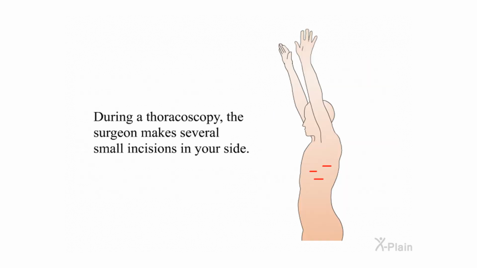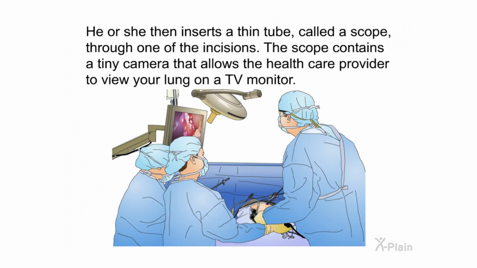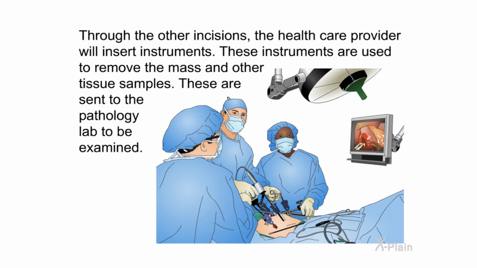During a thoracoscopy, the surgeon makes several small incisions in your side. He or she then inserts a thin tube called a scope through one of the incisions. The scope contains a tiny camera that allows the healthcare provider to view your lung on a TV monitor. Through the other incisions, the healthcare provider will insert instruments. These instruments are used to remove the mass and other tissue samples. These are sent to the pathology lab to be examined.